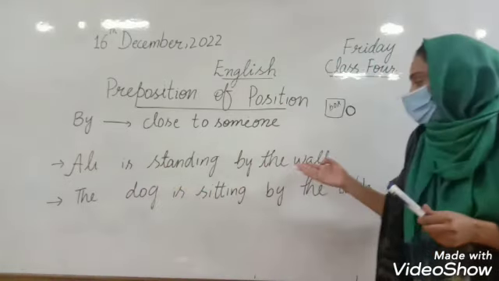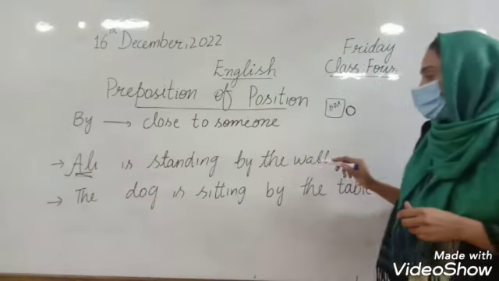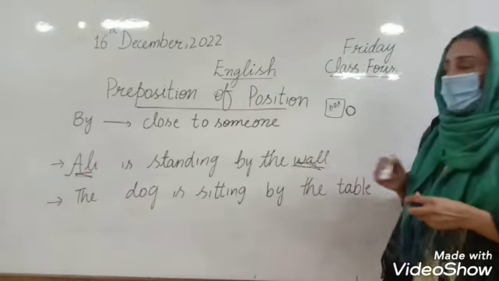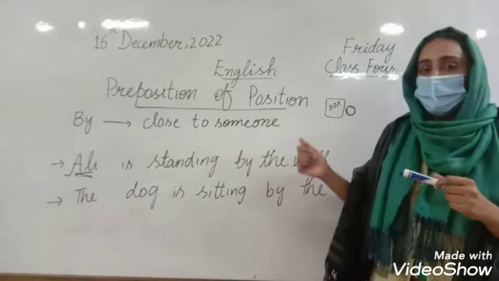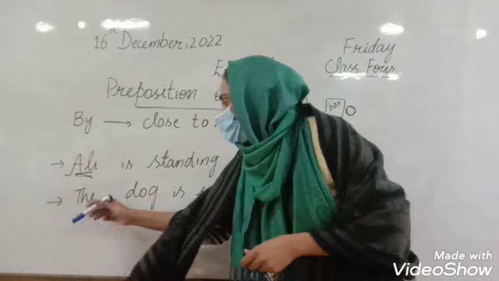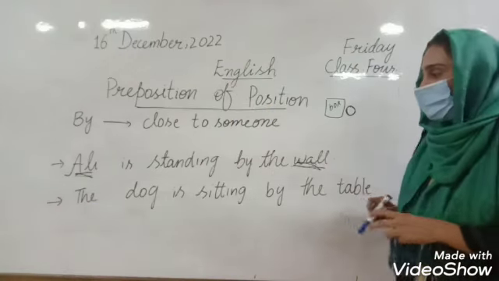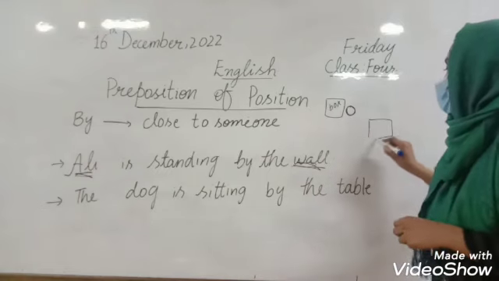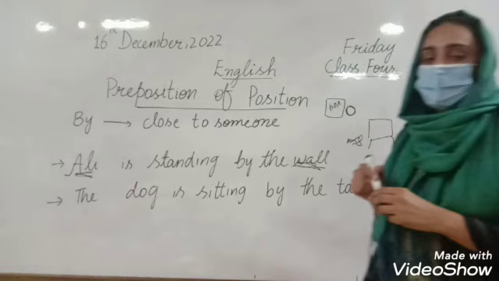Ali is standing by the wall. Where is Ali standing? Ali is standing by the wall. For example, I'm your teacher and I'm standing by the board. The second example is: the dog is sitting by the table. Where is the dog sitting? The dog is sitting by the table.